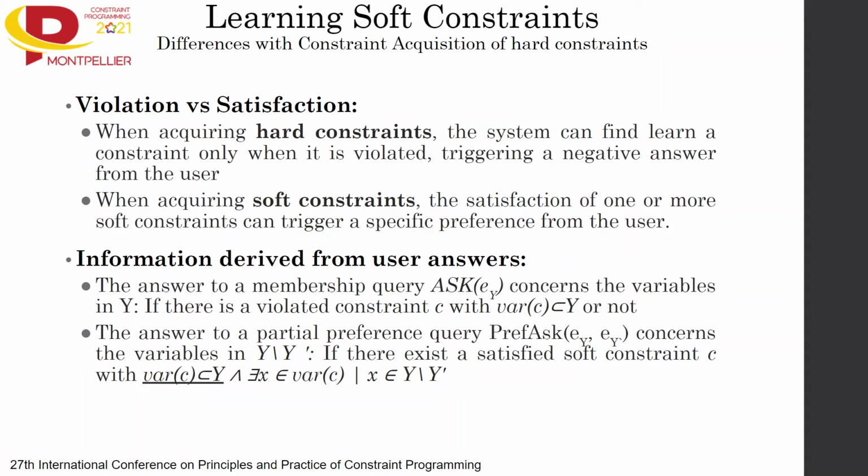Another difference regards the information derived from the user answers to the posted queries. The answer to a membership query concerns all the variables that are instantiated in the example posted. Either there exists a violated constraint in this set of variables or not. In contrast, the answer to a partial preference query comparing an example with its projection in a subset of variables concerns the variables that are instantiated in one of the examples and not the other, if the additional assignments led to the satisfaction of a soft constraint of the target network.